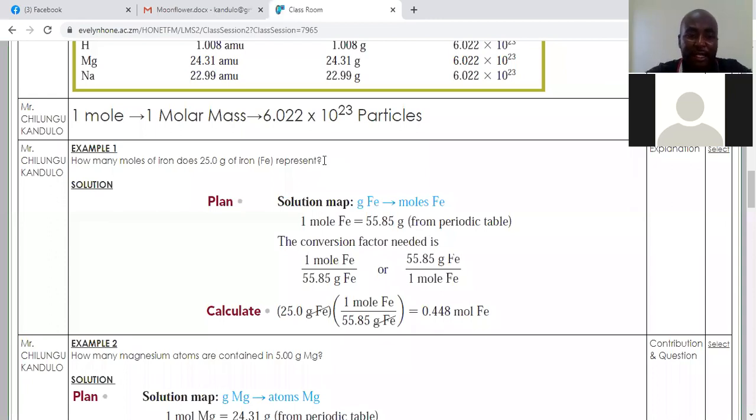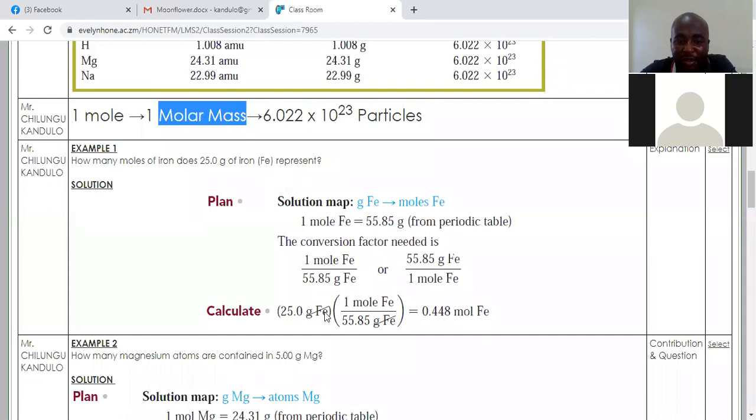So now, for this, guys, the question example 1: how many moles of iron does 25 grams of iron represent? So you've seen that what you've been given is a mass. So meaning you need the molar mass, and it should be such that its units cancel with that. So you say 25 grams iron. The molar mass for iron from the periodic table is 55.85 grams per mole. Per mole means the mass of 1 mole.